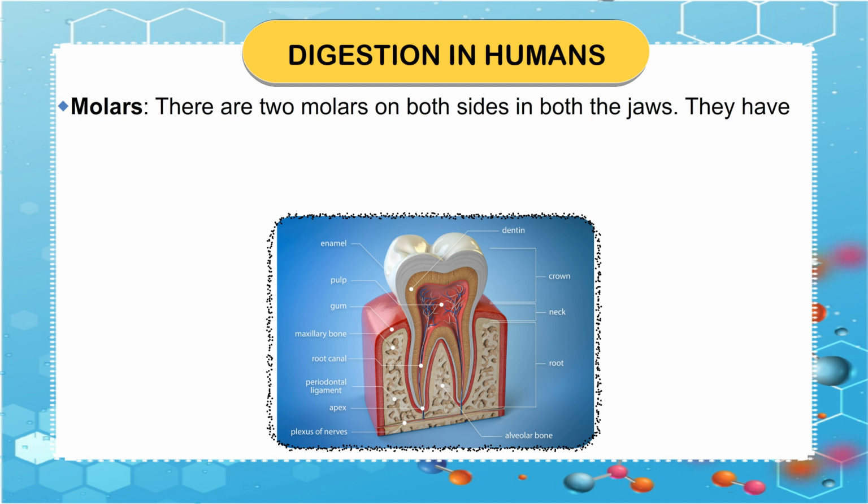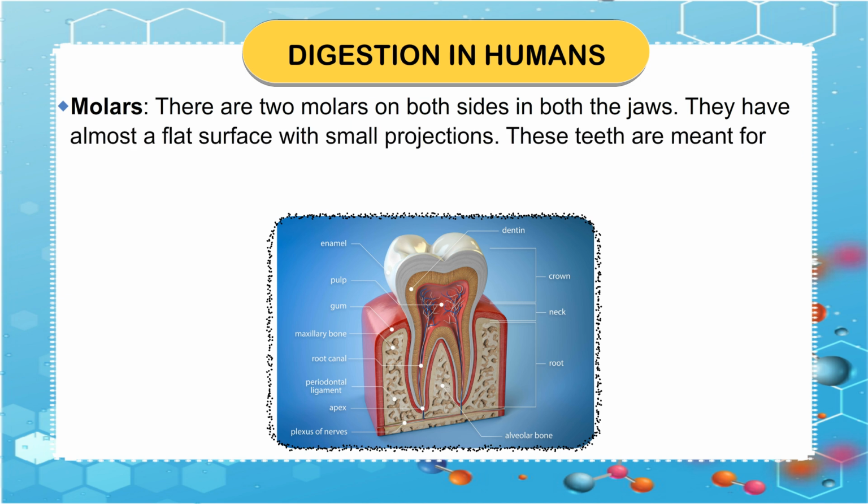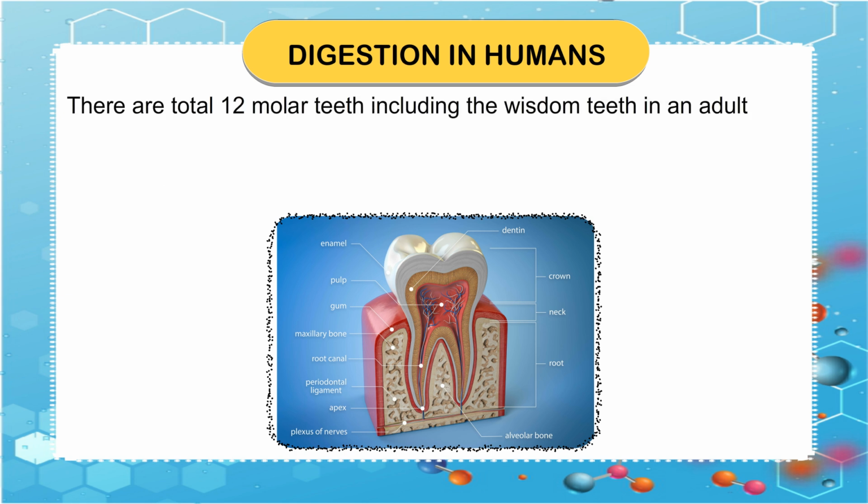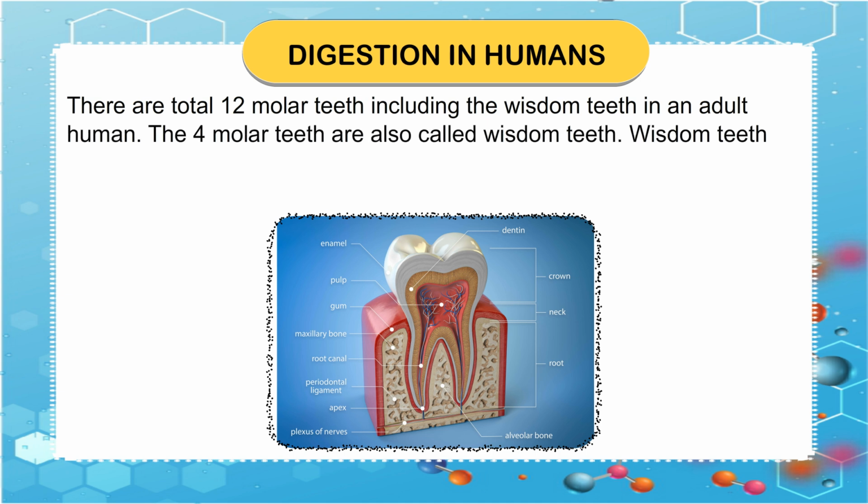Molars. There are 2 molars on both sides in both the jaws. They have almost a flat surface with small projections. These teeth are meant for fine grinding of food. There are a total of 12 molar teeth including the wisdom teeth in an adult human. The 4 molar teeth are also called wisdom teeth. Wisdom teeth usually grow between the ages of 18 and 21.